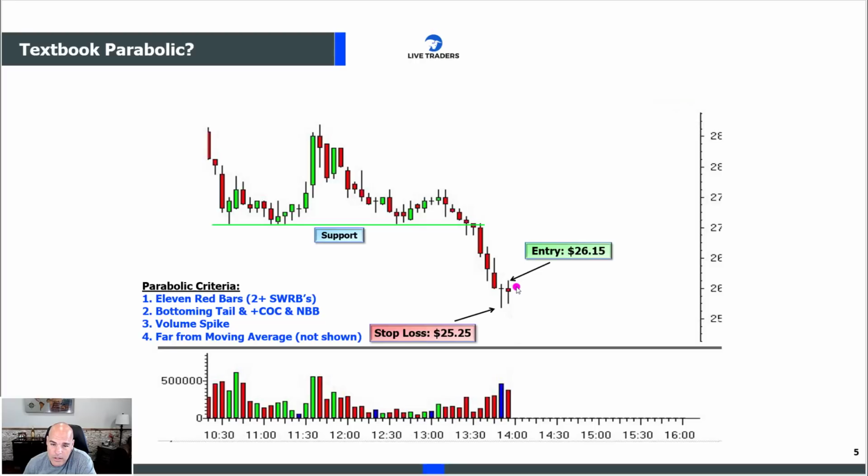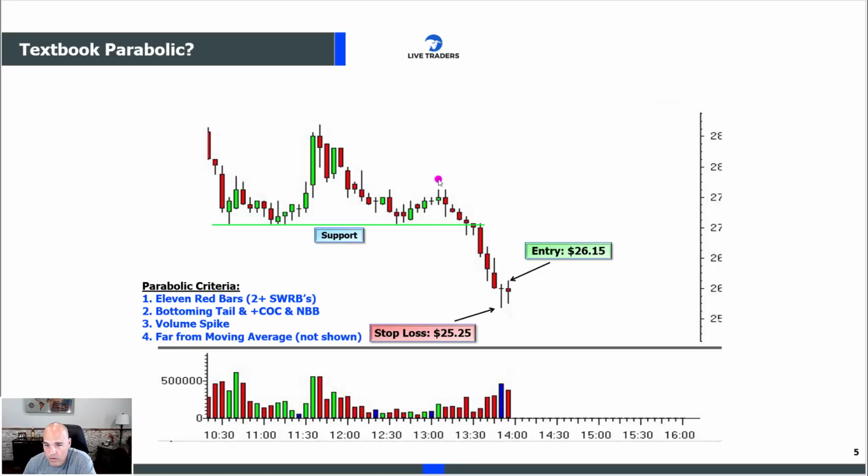You're down 11 bars in a row, which is a lot. Multiple, two or more SWRBs, which are super wide range bars. You have a bottoming tail. You could argue that's a change of color bar. You have a narrow body bar in there as well. You have a huge volume spike at the bottom. And even though it's not on here, you would be very far from the moving average.